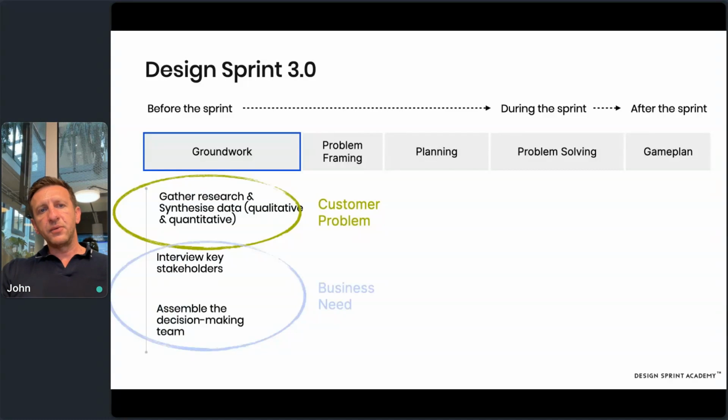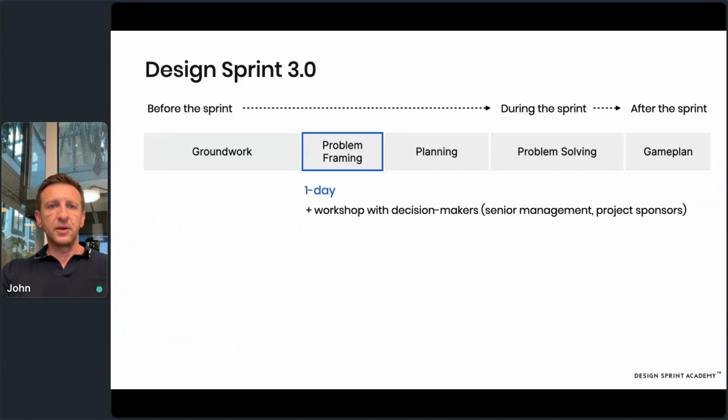And then once we do this groundwork, as I was saying, 1 to 2 weeks, we go into a problem framing workshop. On average, that takes about 1 day. It involves decision makers. So think project sponsor, whoever can make a decision around the project, whoever can kill the project, whoever has the budget. This is how you can identify these stakeholders. And basically, this workshop is all about putting the right information in front of the right people so they can make informed decisions.